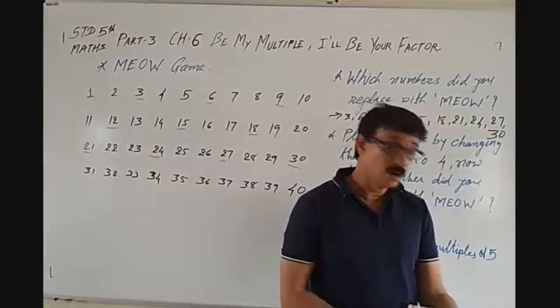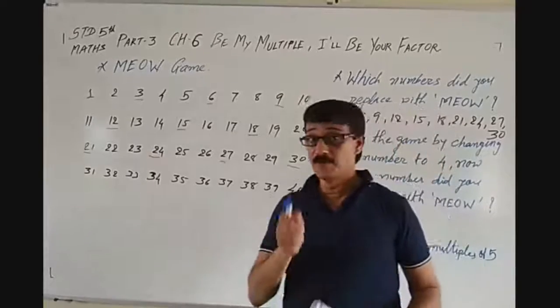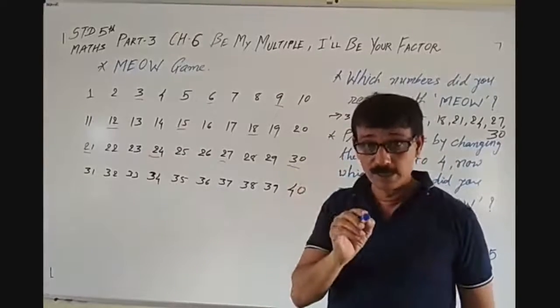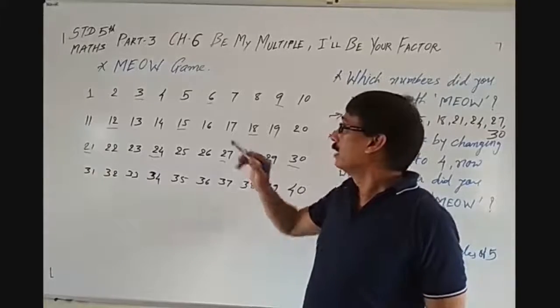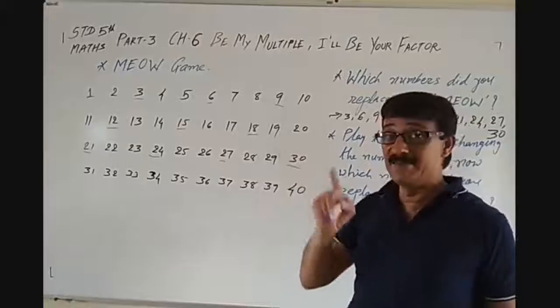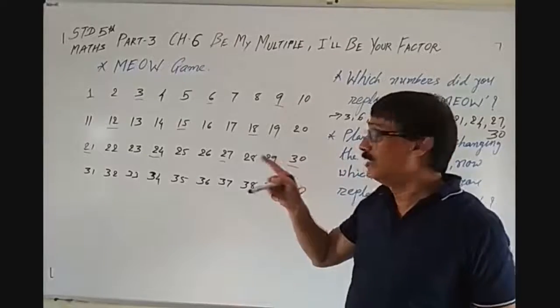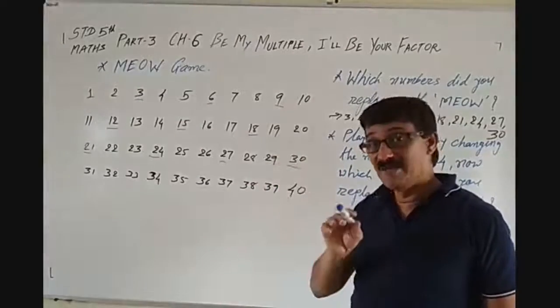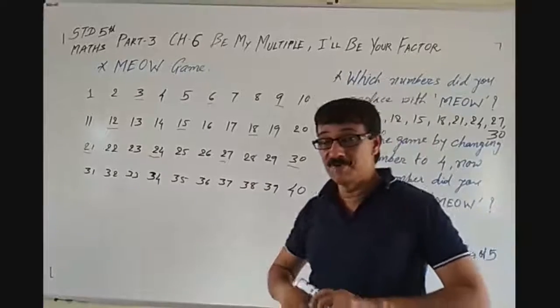Let me start on 4. Now you will have to go for 4. The number which is a multiple of 4, or else the number which can be divided by 4, on which you will have to say meow.